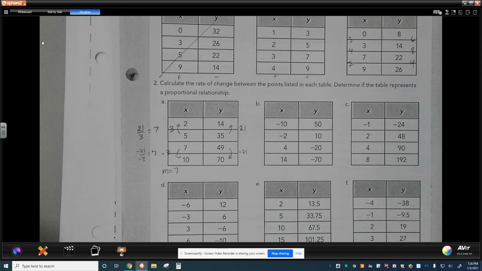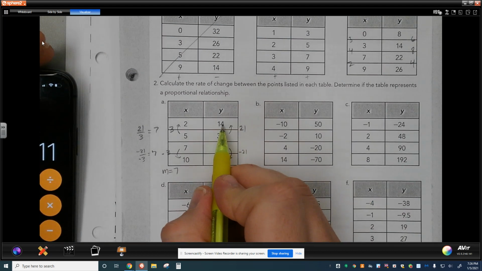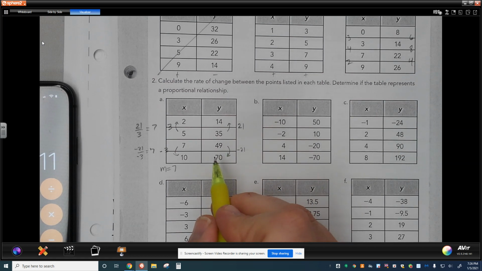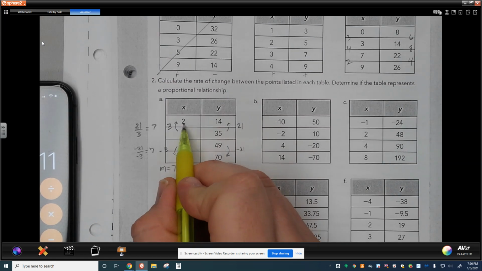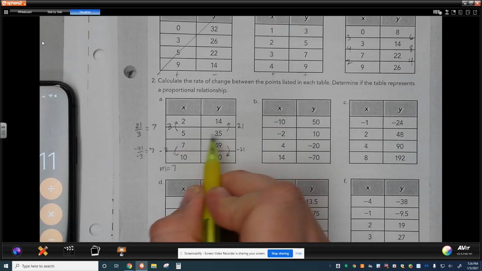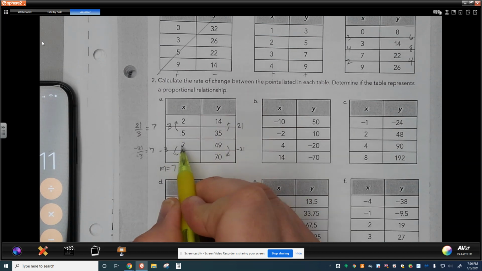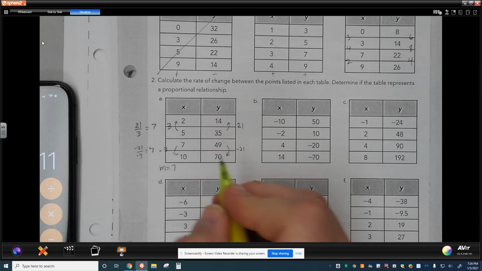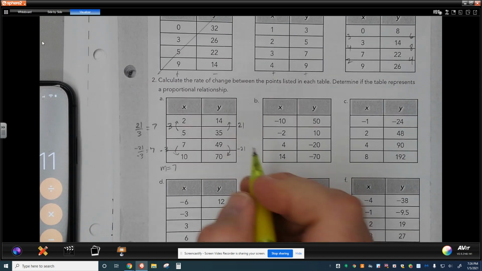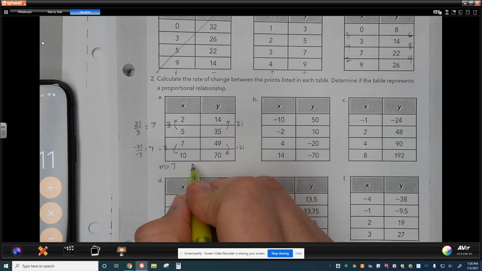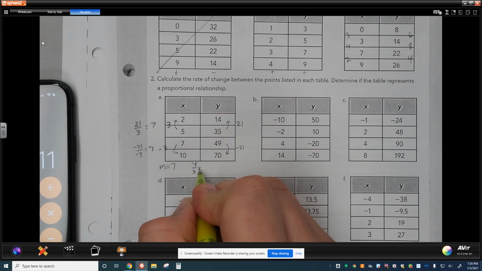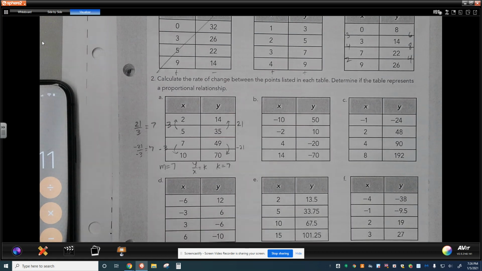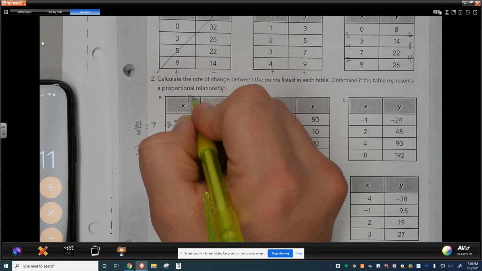But the question still remains, is this proportional? Remember what we talked about with proportionality, where we take y divided by x, and if we have the exact same quotient each time, then we know we're proportional. 14 divided by 2 is 7. 35 divided by 5, 7. 49 divided by 7 is 7. 70 divided by 10 is 7. We have the exact same constant rate here, y divided by x. We know y divided by x equals k, and we know k is equal to 7. This one right here, letter A, is proportional.